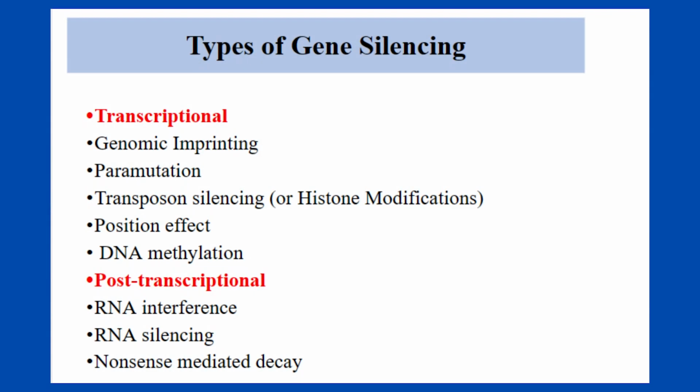Transcriptional gene silencing is basically the result of histone modification, which I have already discussed. There are different types of gene silencing. Under transcriptional gene silencing, we have genomic imprinting, paramutation, transposon silencing or histone modification, position effect, and DNA methylation. The second category, post transcriptional gene silencing, includes RNA interference, RNA silencing, and nonsense mediated decay. Today I am going to discuss the different types of transcriptional gene silencing, whereas in the next lecture we will focus on the post transcriptional gene silencing mechanisms.